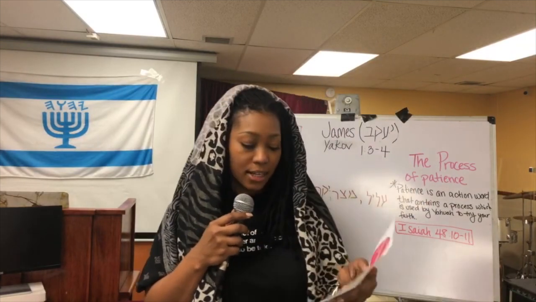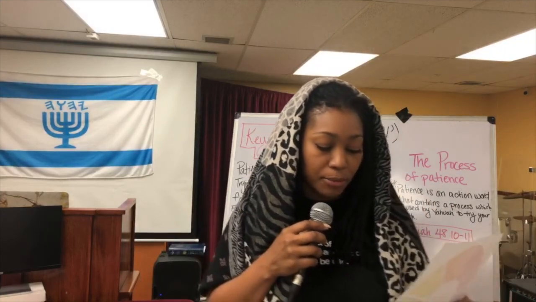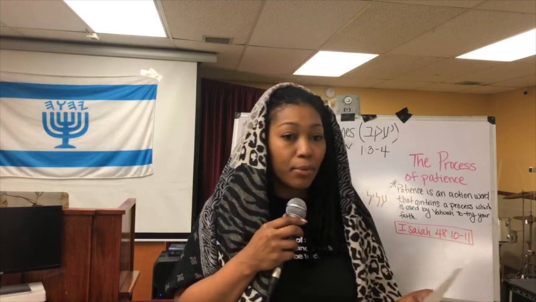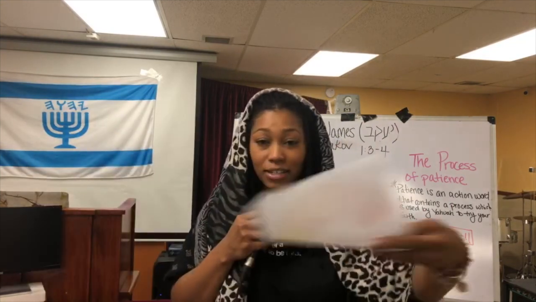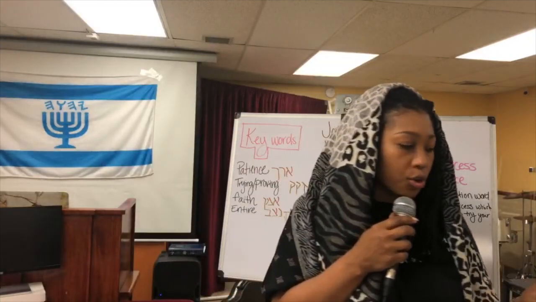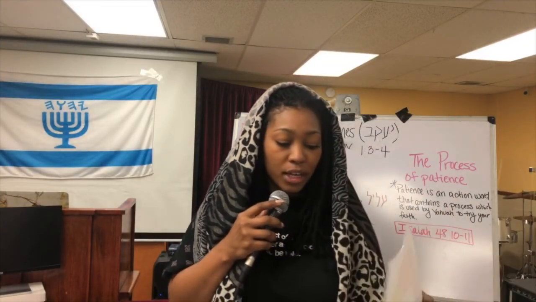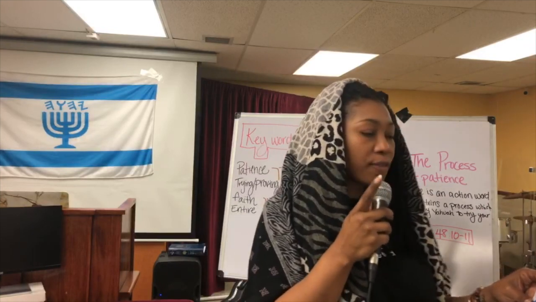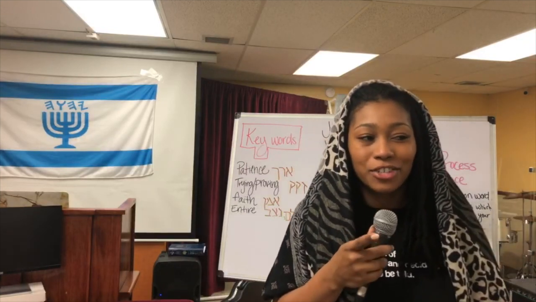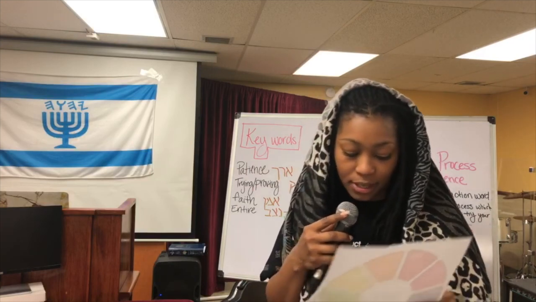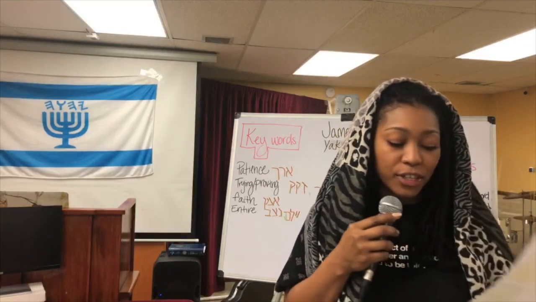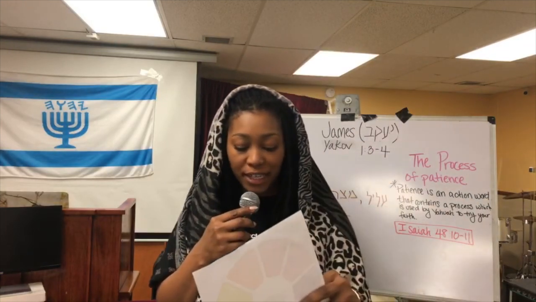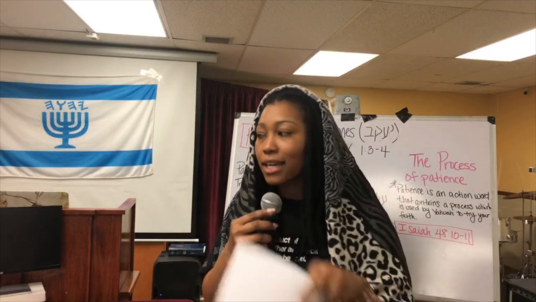So James says in Yaakov chapter 1, starting at verse 2, he gives a greeting in verse 1. Starting at verse 2, he says, "My brethren," so he's talking to you guys and us as a whole, "count it all joy when ye fall into diverse temptations, knowing this, that the trying of your faith worketh patience. But let patience have her perfect work, that ye may be perfect and entire, wanting nothing."